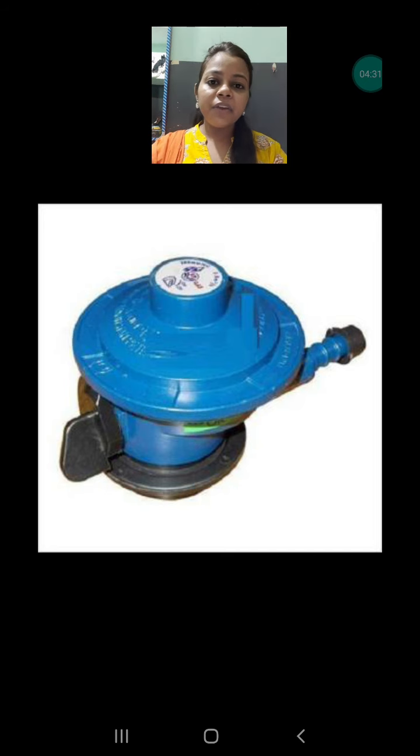Then the second step we have to take is open all the windows and doors so that whatever gas has leaked will escape with the help of the door and window. Okay, let the gas out of your home.